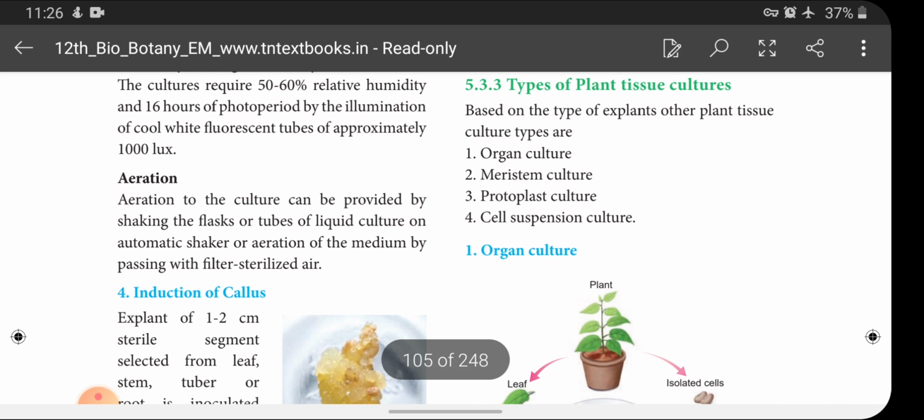Next one is types of plant tissue culture. Based on the type of explant, the plant tissue culture types are organ culture, meristem culture, protoplast culture, and cell suspension culture. These are the various types of plant tissue culture.